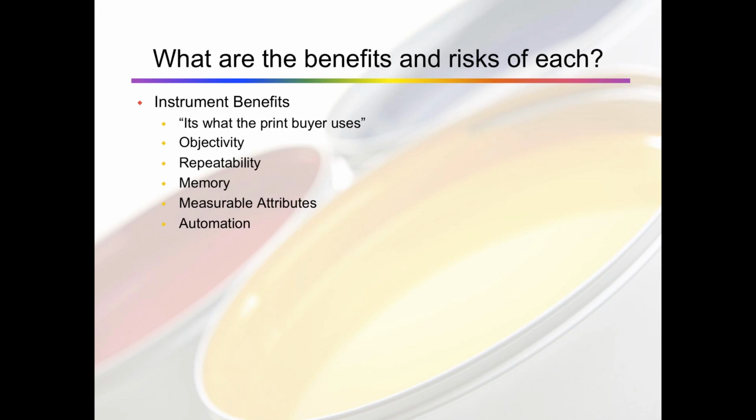Now let's talk about the instrument. What are the benefits of the instrument? Well, number one, it's more commonly becoming what the print buyer uses. They're buying these instruments, they're checking the material, and they're making purchase or reject decisions based upon what that instrument tells them. Now, the instrument is great because it's objective.